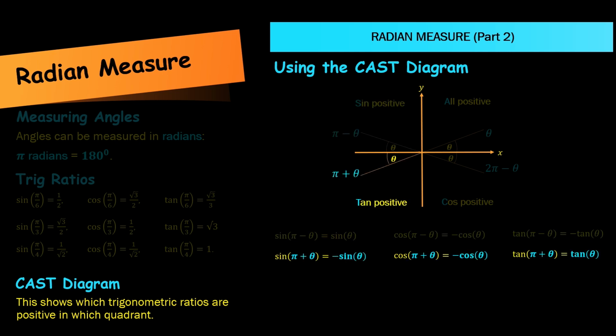And in the next quadrant, as highlighted, we have sine of pi plus theta equals minus sine theta, since only tan is positive in that particular quadrant. We also have cos of pi plus theta equals minus cos theta, and of course we have tan of pi plus theta equals tan theta.